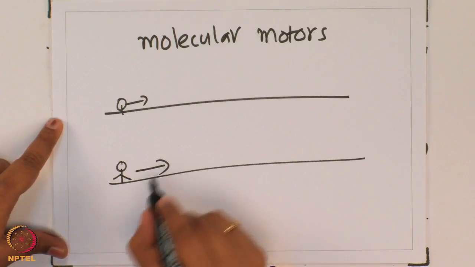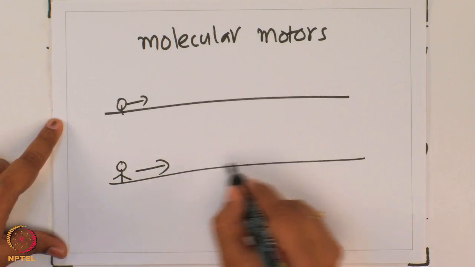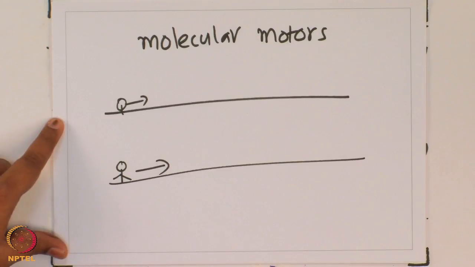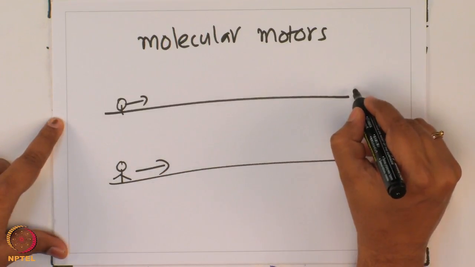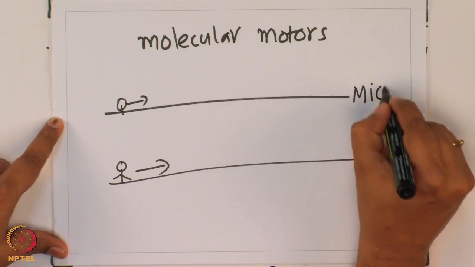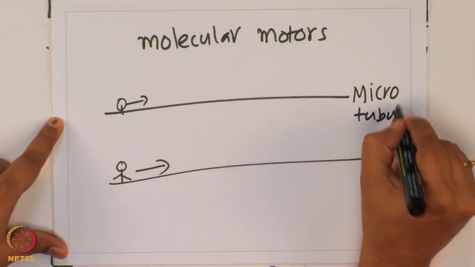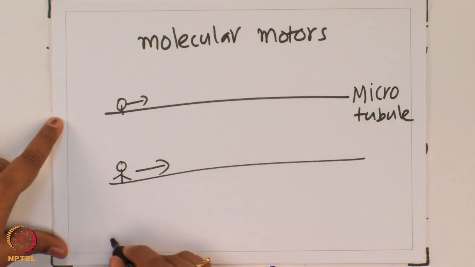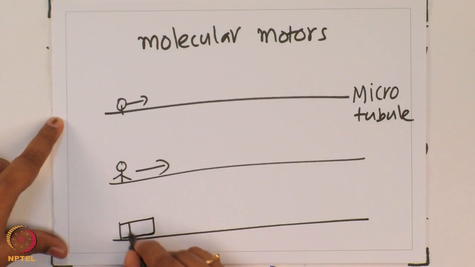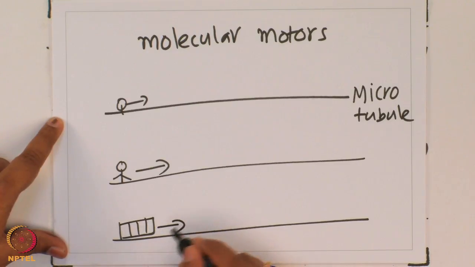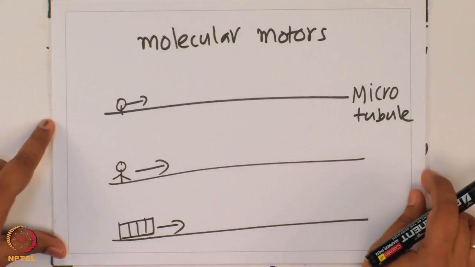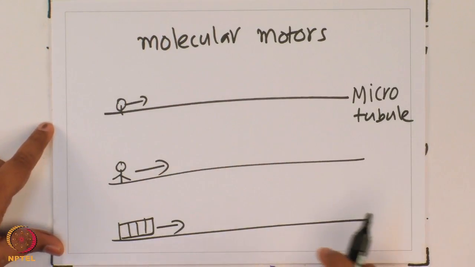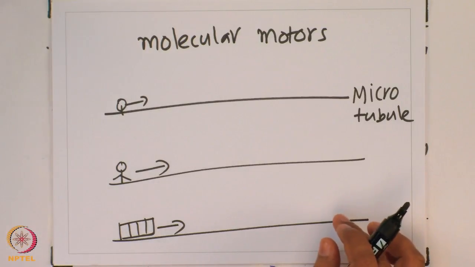Now if I do an experiment of us walking or a molecular motor walking along some microtubule in cells, or even a bus or a train going along a track, these are different experiments, different machines going along a track. Then you can ask a question: how much did it travel in time? After 1 minute, how much did it travel?